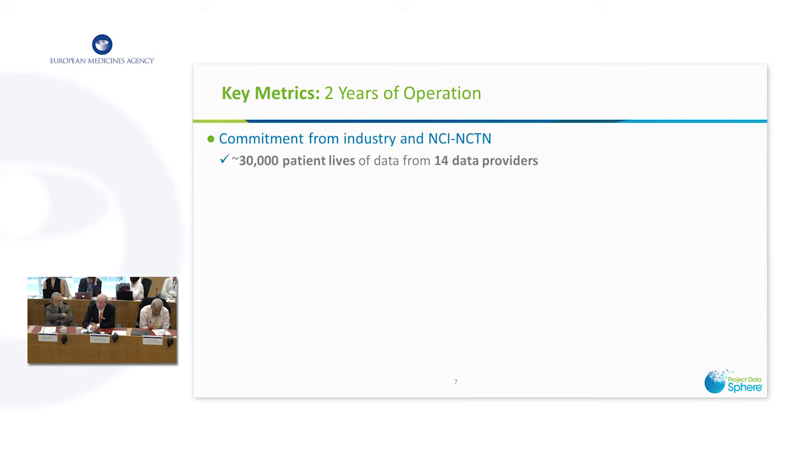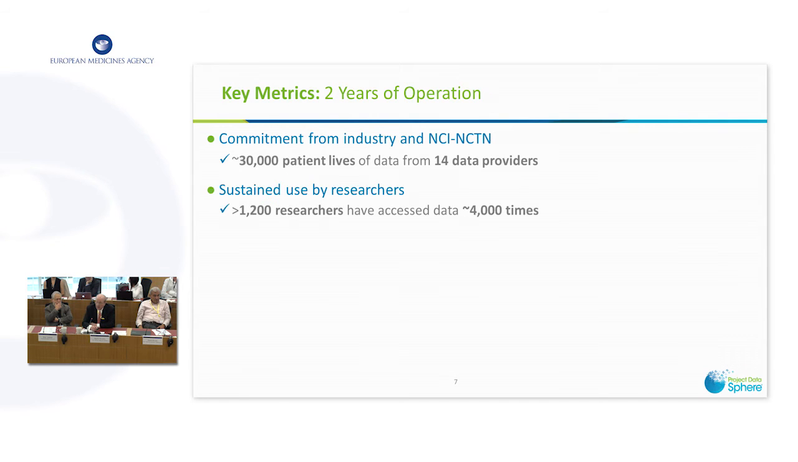Let's talk about some metrics over these 2 years. Commitment from industry, including the NCI, in particular their cooperative groups, have provided more than 30,000 patient lives worth of data from 14 different data providers. There have been over 1,200 researchers who have access 24/7 to the data in Datasphere at any time, and more than 4,000 times data sets have been downloaded. What I'm trying to express here is that it's not just porous, it's cordial, it's welcoming. It intends to be used, and it is being used by researchers, physicians, and scientists around the world.